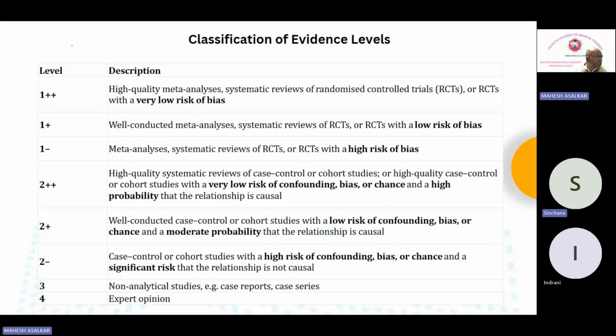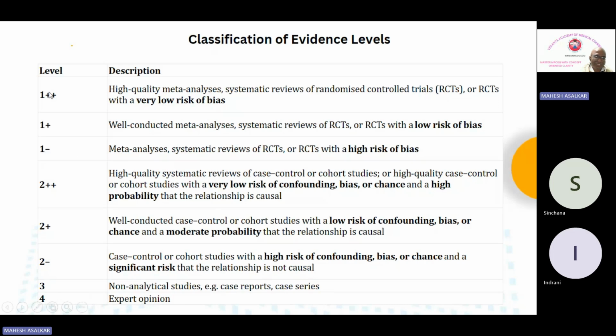Now we'll go ahead with the level of evidence, or the classification of evidence levels. How are the evidence levels classified? They are classified as 1++, 1+, 1 minus, then 2++, 2+, 2 minus, then 3 and 4. Now, simple, we'll learn first 3 and 4. What are these? 3 is non-analytical studies, that is case reports and case series. Very simple to remember. Level 4 is just expert opinion.